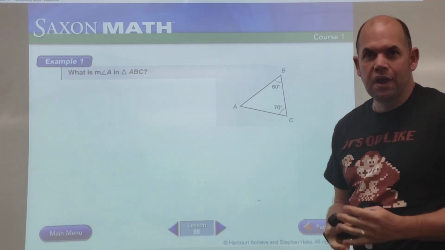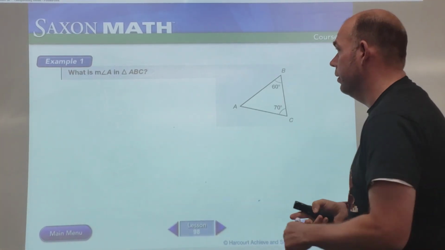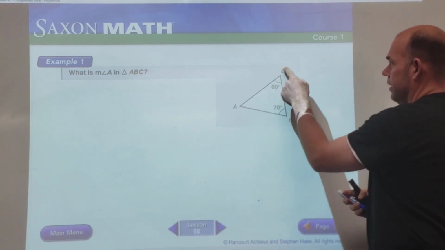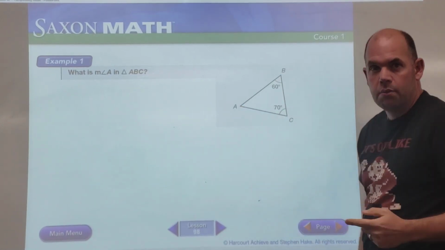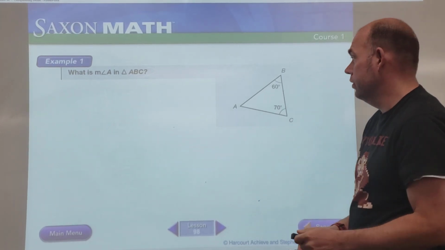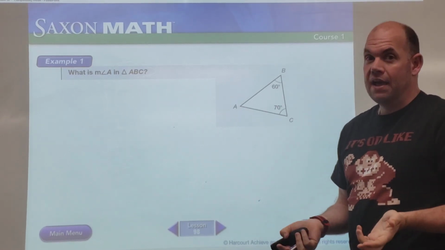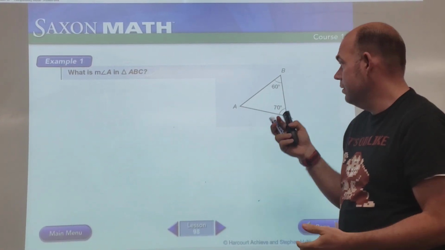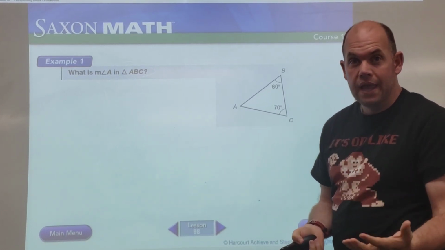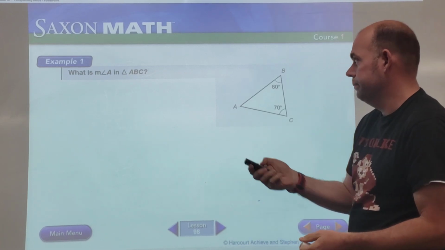So now we know enough that we can solve for angles that we don't know the measurement for. In this case, we're going to look at angle A in this triangle ABC. Now remember, the interior angles of a triangle are going to equal 180 degrees. If we have 70 and 60 already, all we have to do is add those together. 70 plus 60 equals 130. Then subtract that from 180, so 180 minus 130 equals 50 degrees.